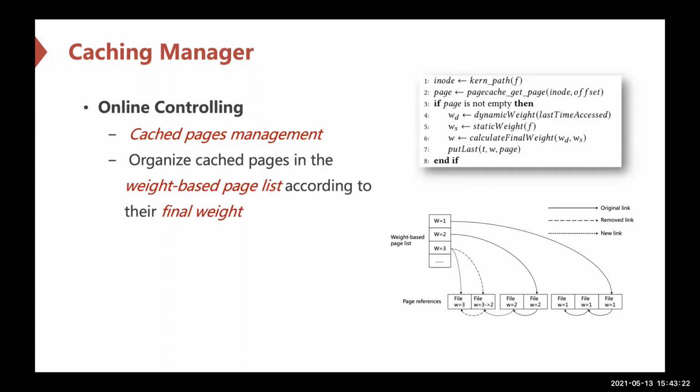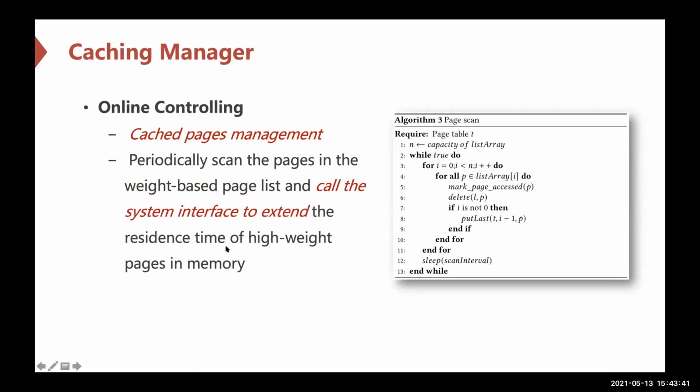After calculating the dynamic weight of the page, Cache Manager calculates the final weight of the page using the static and the dynamic weight, and the page will be linked to the corresponding page list according to its final weight. Cache Manager periodically scans all pages in the page list, invoking the mark page accessed system call on each page. The main purpose of this function is to mark the page as recently visited, making this page less likely to be evicted by the kernel, therefore improving the cache efficiency of service functions.